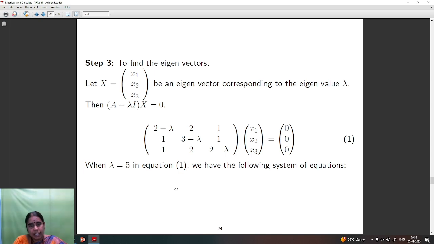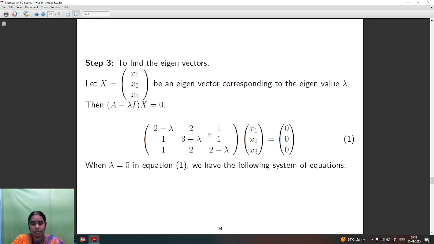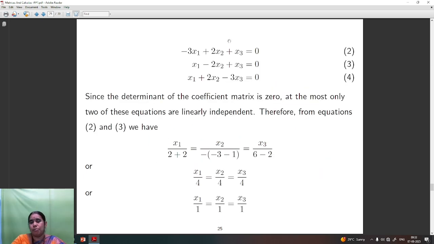First, we calculate the eigenvector for the non-repeated value, which is 5. To find the eigenvector, we have to solve the equation (A minus lambda I) into X equal to 0. Thus, for lambda equal to 5, I am finding first. Putting lambda equal to 5 in the diagonal elements, we have (A minus lambda I) into X equal to this. By putting lambda equal to 5, we get one matrix, that matrix into x1, x2, x3, giving 3 equations which are equal to 0.